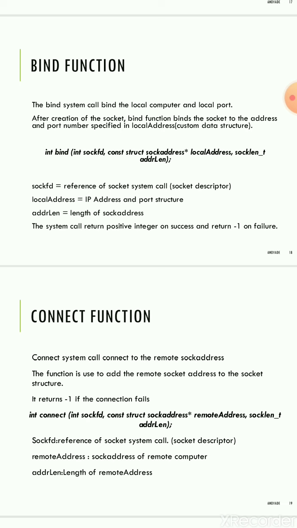Okay, so we can show this figure here. int bind(int sockfd, struct sockaddr *local_address, socklen_t address_length). The sockfd is the reference to the system call. Above we defined the socket call, which creates a socket, and the sockfd represents that. It requires the local IP address and port number of that machine. After that we define the length of the socket address. So these are the parameters used in the bind function.